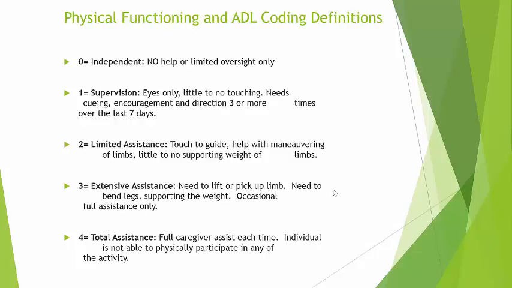Limited assistance is a 2, and that would be you're touching somebody to guide them or help them maneuver their extremities or limbs, but you're not supporting the weight of their extremities. Extensive assistance is when there is a need to lift or pick up the extremity. You're actually supporting that individual's weight. And then they may need full assistance occasionally in addition to that extensive assistance. And then total assistance is when they need full caregiver assistance each time, and the individual is not able to physically participate in any of the activity at all.